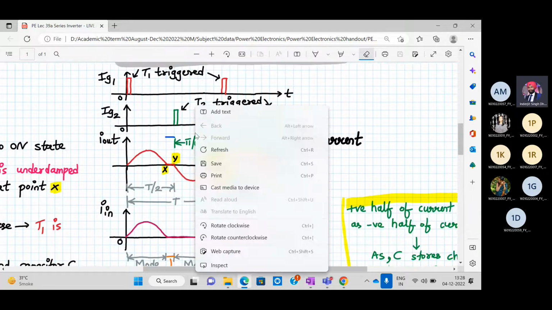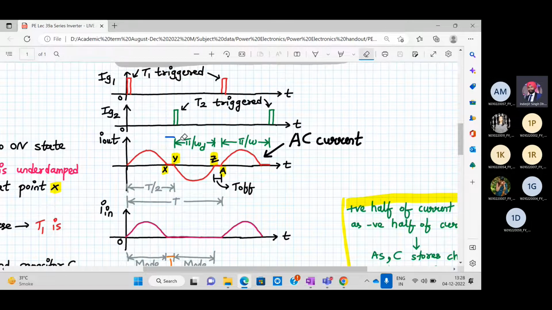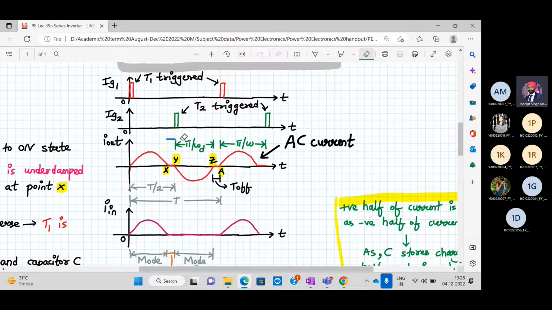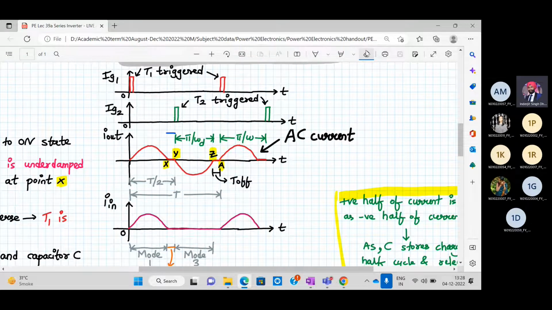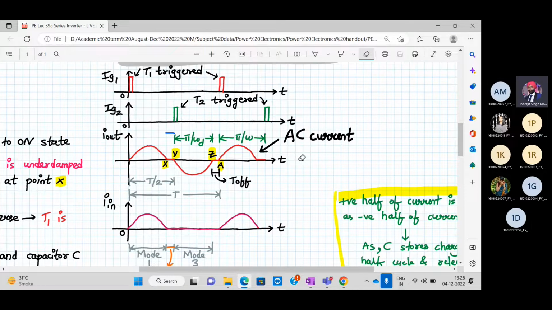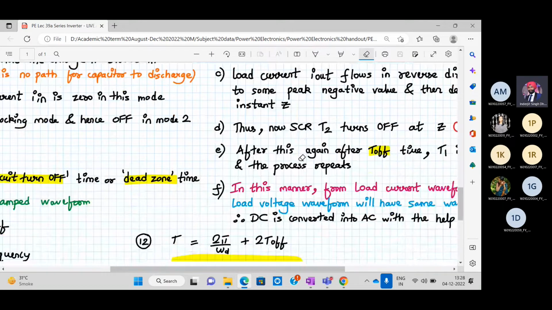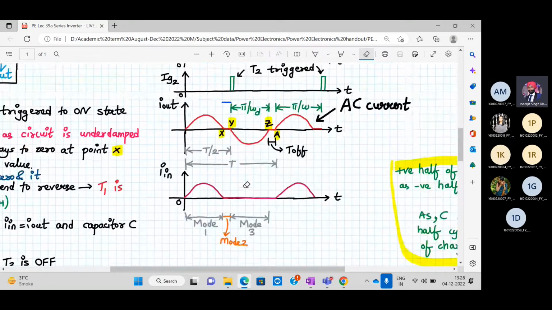It's a very important topic from inverters. As you can see, the weightage of inverters in the entire syllabus is the highest. So this is quite an important topic also. Is this clear? Any doubts in this? Immediately let me know so that I can move on.